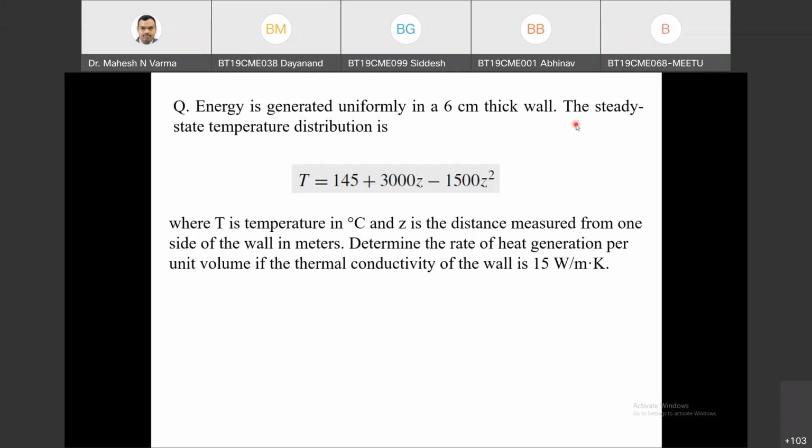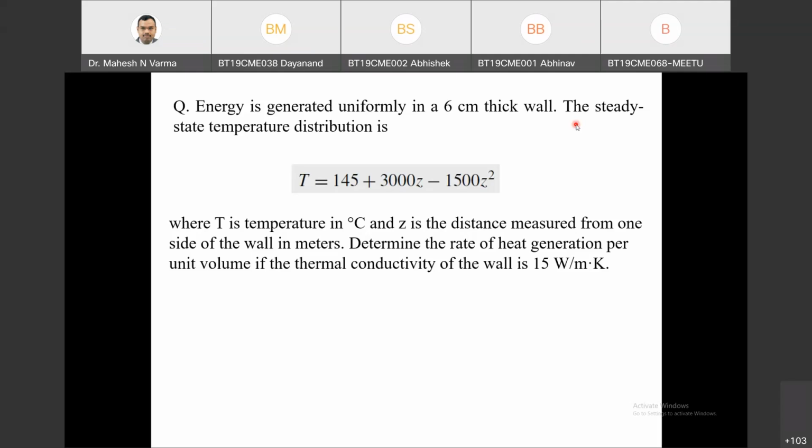Hello, sir. Yeah, tell me. I'm able to hear you. Yes, sir. So we know the thermal conductivity is 15, and dT by dz we will calculate, and A is given as unit area, so it's 1, and dT by dz would be 3000. So that is heat generation per unit volume, no? Volume should also be 1. If the area is 1 meter square divided by 0.6 or multiplied by 0.6, you will get 1 meter square.